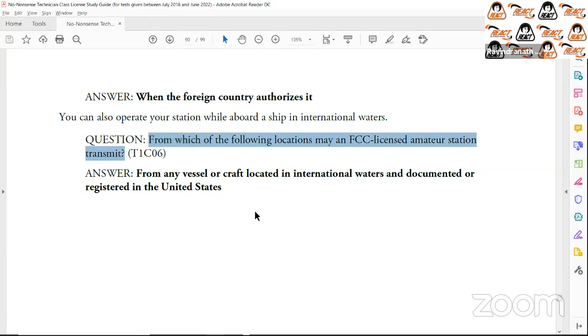Next. From which of the following locations may an FCC licensed amateur station? Okay, I'm seeing a question here. Let me just deal with it one time. One second.